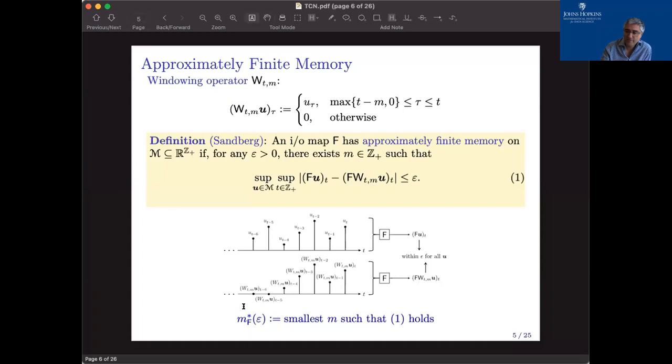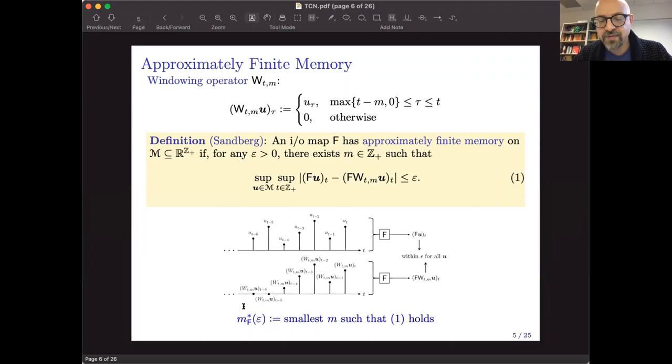Great question. We'll actually get to that. We'll impose some assumptions on all of these later on. For now, I just want to emphasize that in this definition, you have to specify a class of inputs a priori, and you obviously have to impose some sort of limitations on the map F. Really, if you want to get technical, this will be a certain continuity property of F in a properly defined topology for the inputs. But the idea of approximately finite memory, like I said, conceptually just means that the system is only affected by the most recent past of the input.